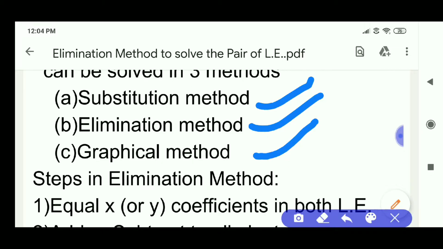We discussed these things in the previous video. Its name is consistency of a pair of linear equations, and we finished the substitution method in the previous video. You can watch them by clicking the link in the description box.